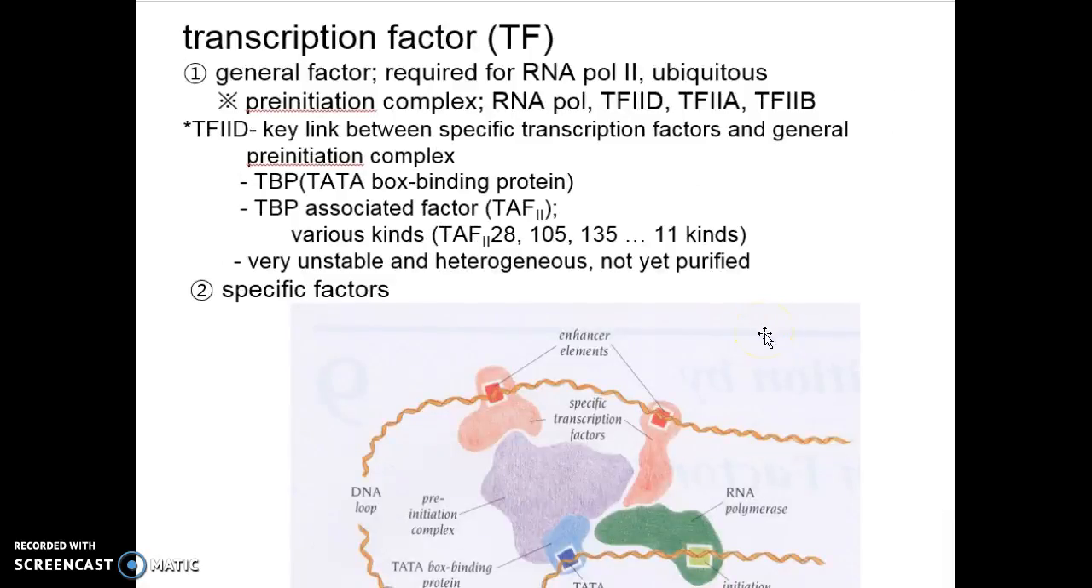Transcription factors can be divided into two classes. General factors of the pre-initiation complex are required for the expression of all structural genes transcribed by RNA polymerase II, so they are ubiquitous. The second class is specific transcription factors, which bind either to promoter proximal DNA sequences or to distal enhancer elements.